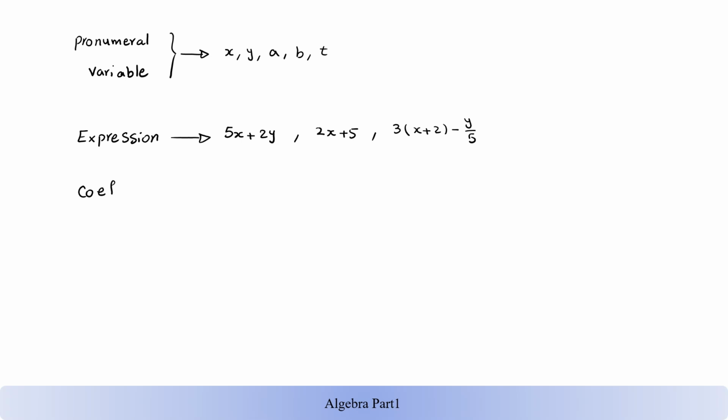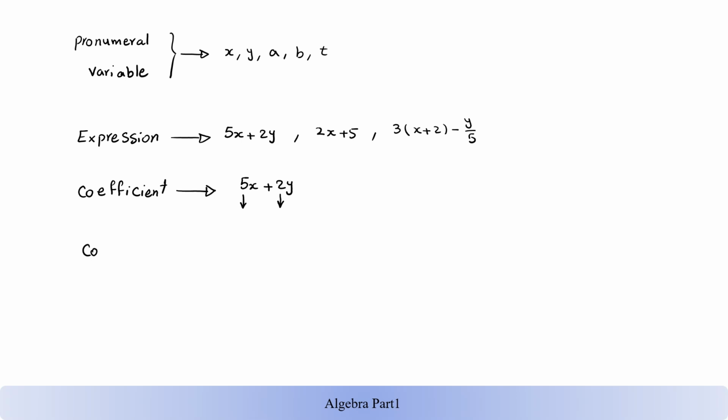So the coefficient is the number. For example, when you have 5x plus 2y, this 5 is the coefficient of x, and this 2 is the coefficient of y. So we are calling those two numbers the coefficients in our expression, okay?